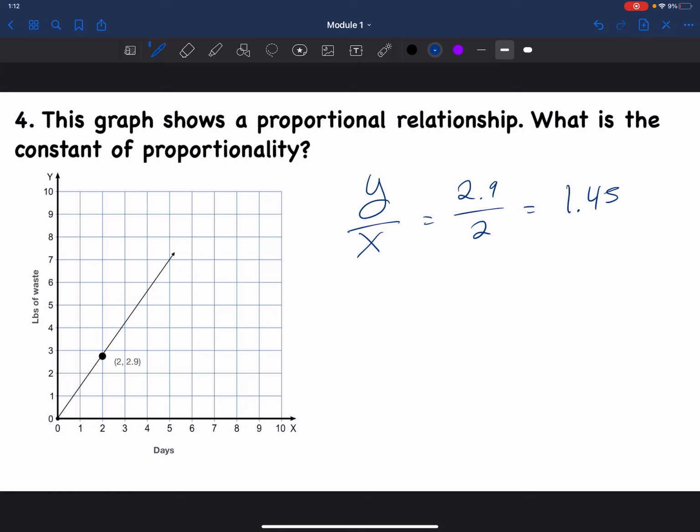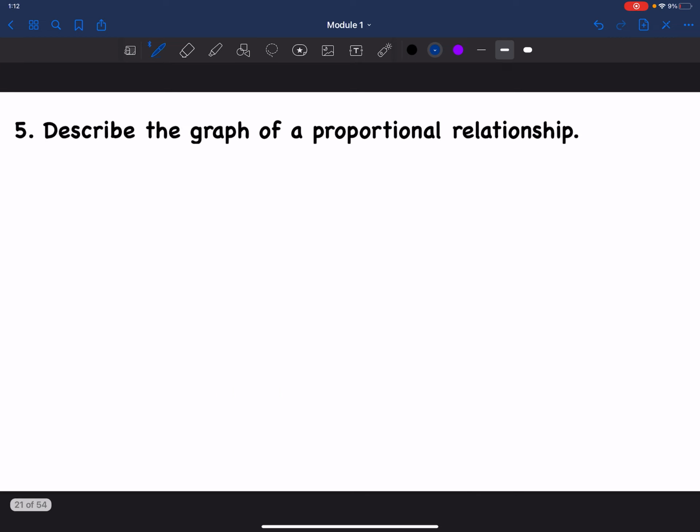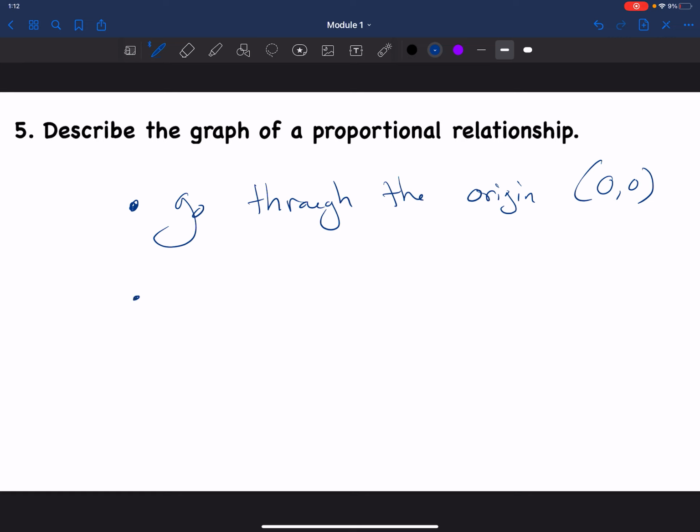Okay, let's look at number 5. Describe the graph of a proportional relationship. So proportional relationships have graphs that do two things. They go through the origin. That's the point 0, 0. And they are a straight line. So we're looking for a straight line that goes through the origin, which is the point 0, 0.